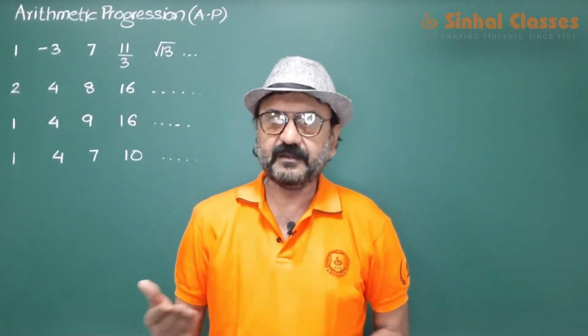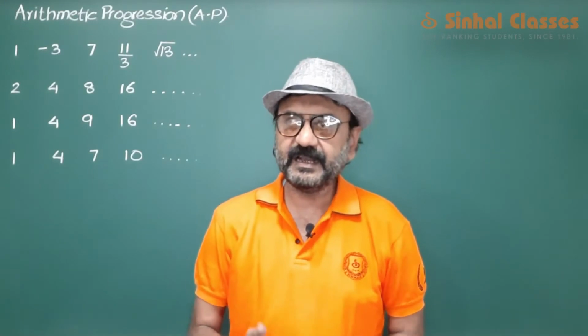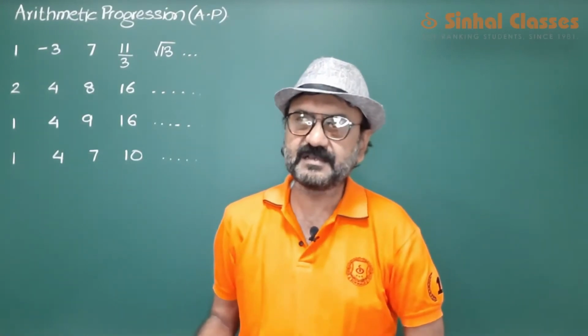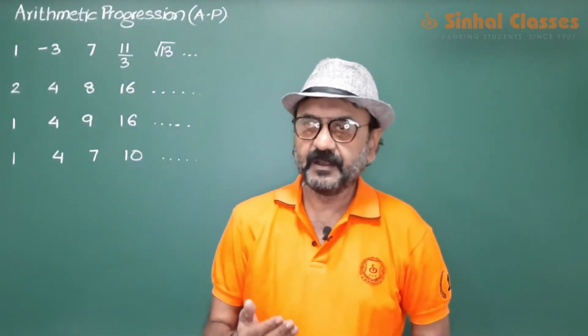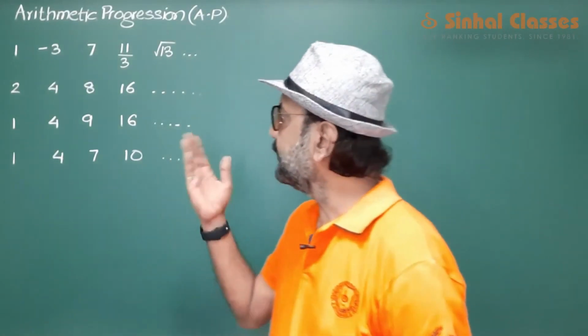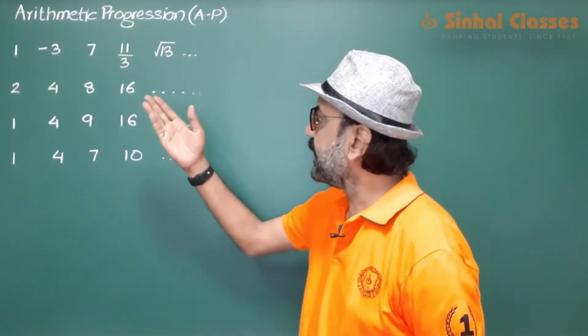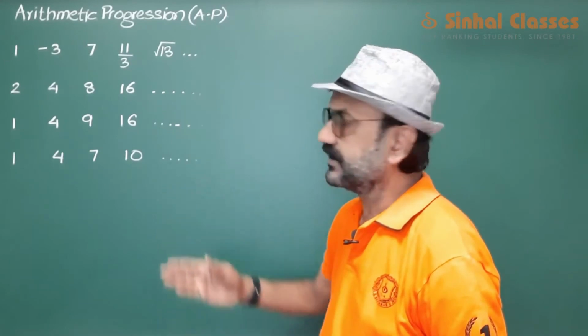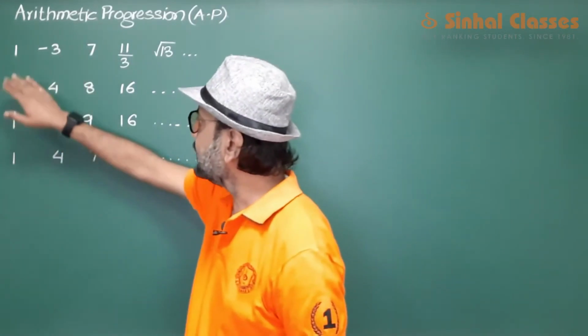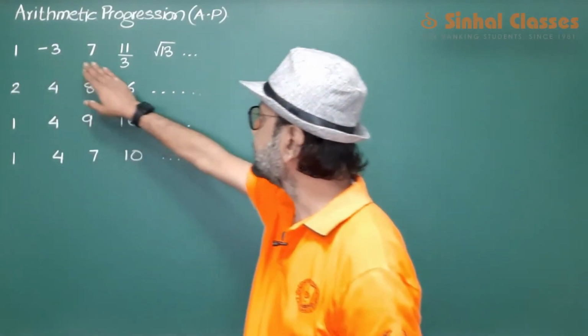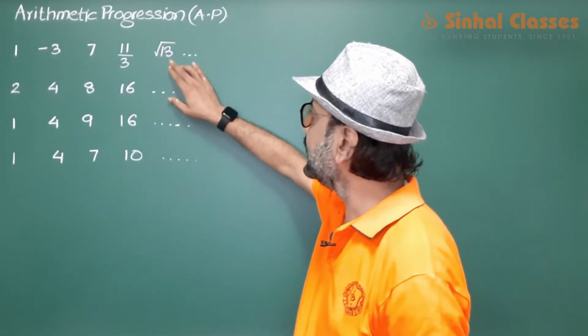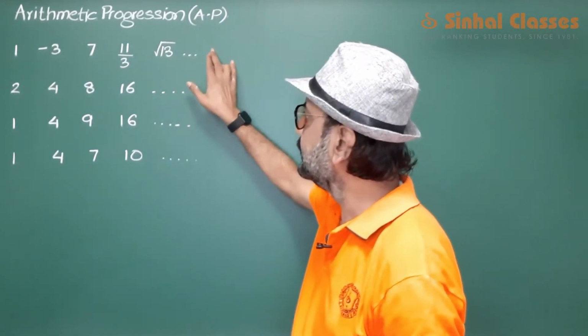What is AP? To understand AP, let us understand these few examples that I have written here on the board. Look at the first example. In the first example, you are given 1, -3, 7, 11/3 and root 13. Now if I ask you, my dear students, can you predict the number which will come after root 13?